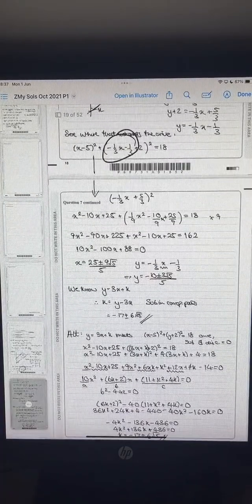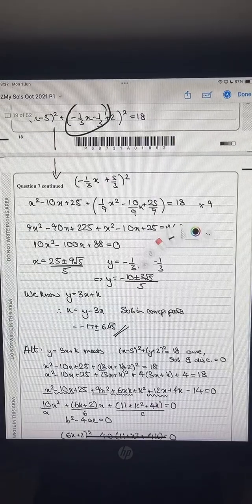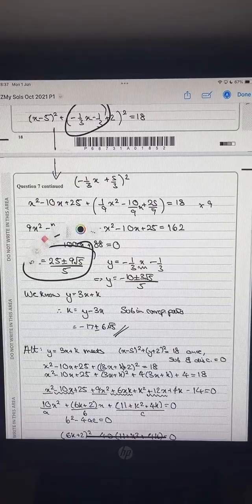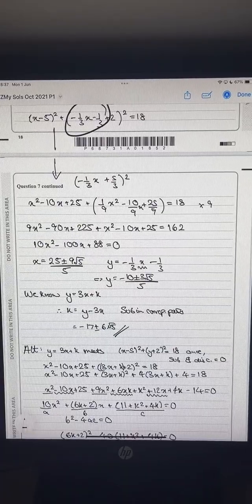Okay, so then once I rearrange, I get my x values over here of 25 plus minus 9 root 5 divided by 5, and then I need to find my corresponding y values by subbing into x over here. So then I get y equals these. Then we know that y is equal to 3x plus k, so rearrange for k is equal to y minus 3x, and then I just sub in my corresponding pairs of x and y coordinates, making sure they are linked up correctly, and then I get my two values of negative 17 plus minus 6 root 5 again.